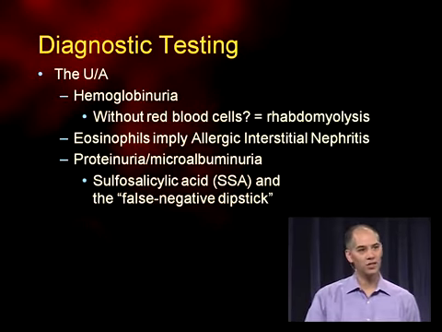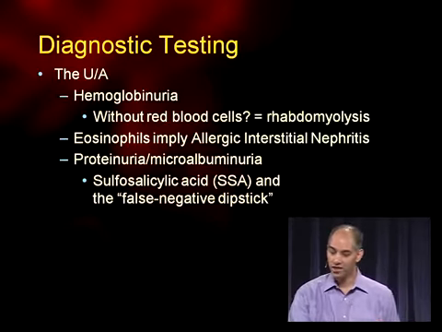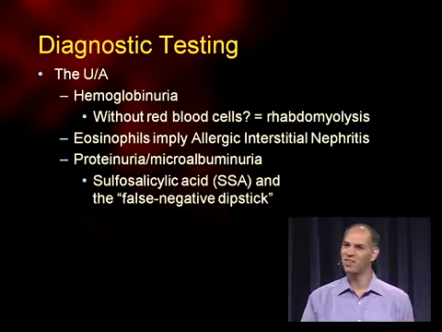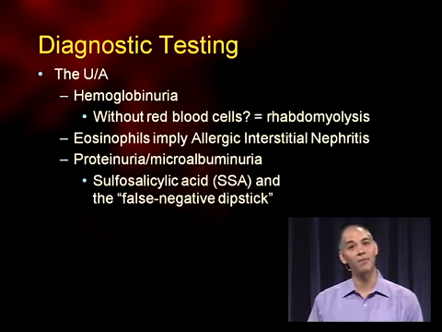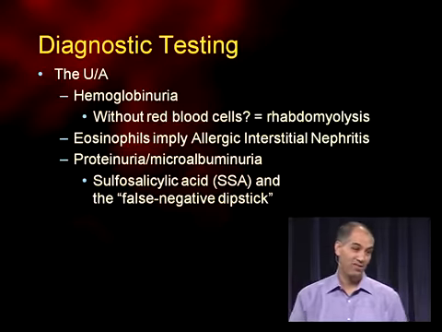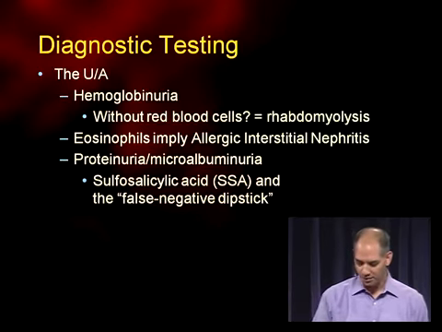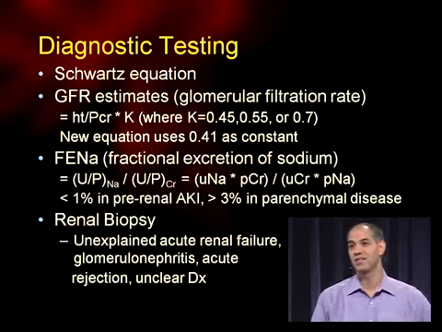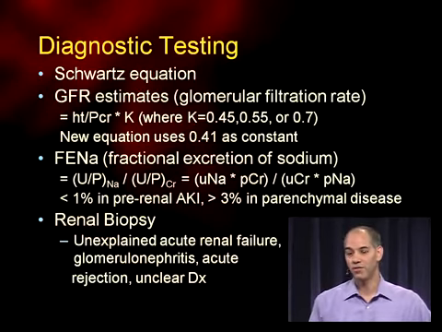What it actually looks for is hemoglobin. So you can find hemoglobinuria, eosinophils, looking for allergic interstitial nephritis, protein, although specifically it's not looking at protein, it's looking at albumin, and there are some times where they give you false positives and also false negatives, and we'll talk about that.